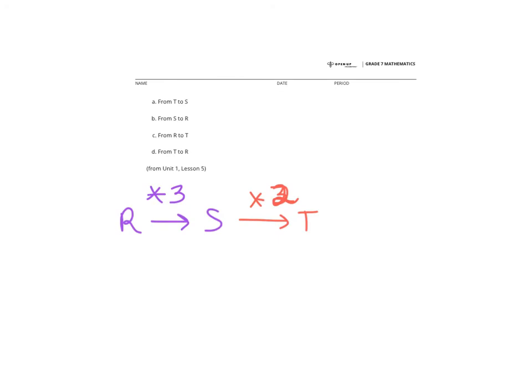So the question is, what's the scale factor from each of these? From T to S, now I'm going backwards, my scale factor would be divide by 2 or times 1/2. From S to R, same idea. I'm going backwards, so dividing by 3 or multiplying by 1/3. From R to T, well, let's see, times 3 and then times 2 would mean my scale factor is 6 from R to T. From T to R, going backwards this way, would be 1/6. Okay, and that's our lesson for our homework answers for Lesson 11.